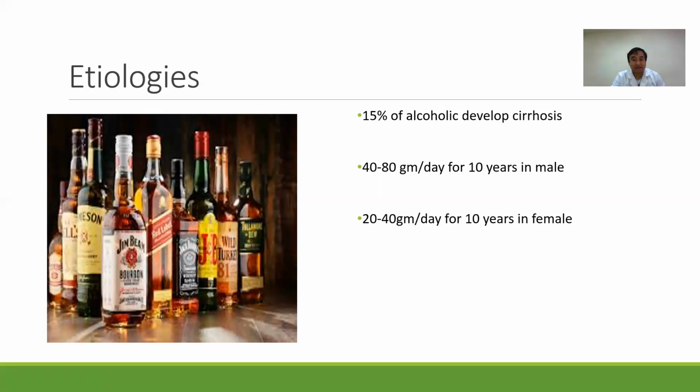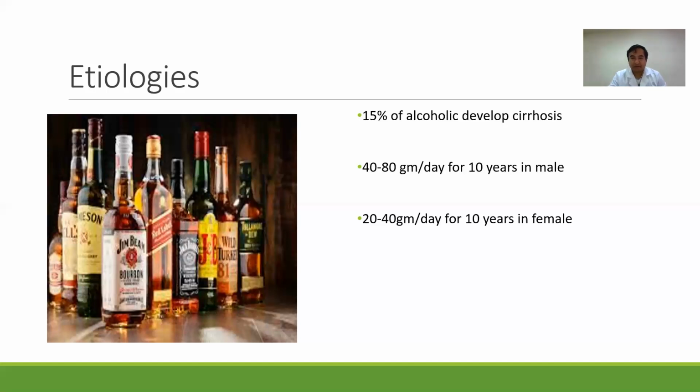In case of male, if they consume 40 to 80 grams of alcohol per day for 10 years, then that can cause cirrhosis. And in case of female, the amount is a little bit less. It's 20 to 40 grams per day for 10 years. Then that can produce cirrhosis. So alcohol is the important cause of alcoholic cirrhosis. And if you are taking the history of any patient with CLD, then you should take a detailed history of alcohol intake, its amount, its duration, everything.